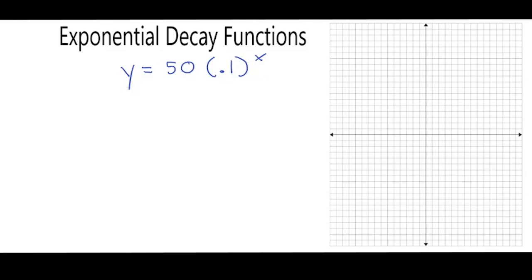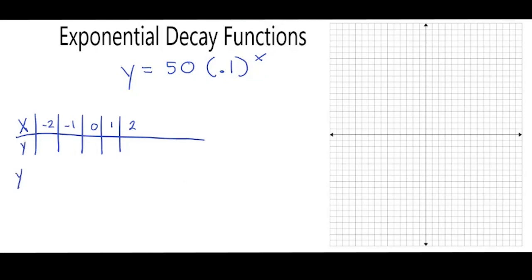Hello again. Today we are graphing exponential decay functions. So here I have y equals 50 times 0.1 raised to the x power. Well, I need to pick my x values. And as usual, I'm going to pick -2, -1, 0, 1, and 2. So I need to find my y values, so I plug them into the function.